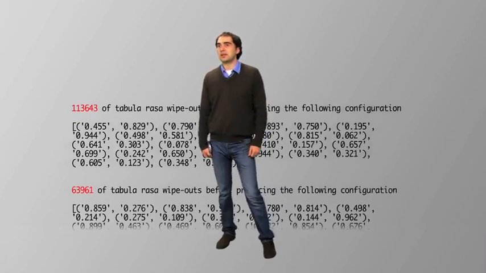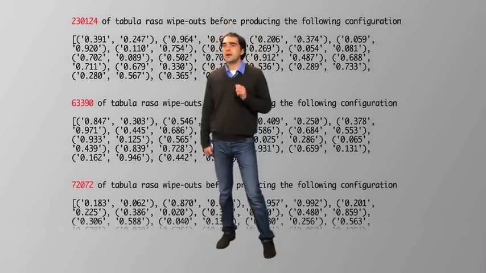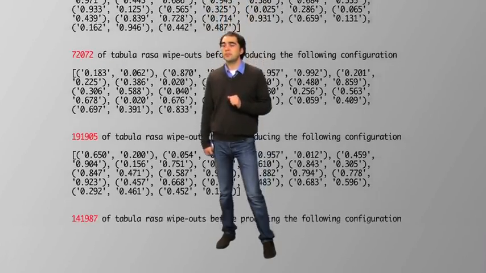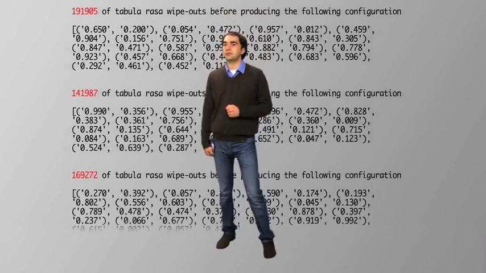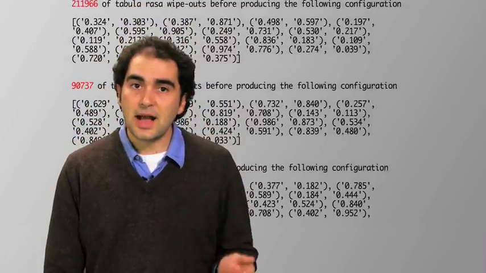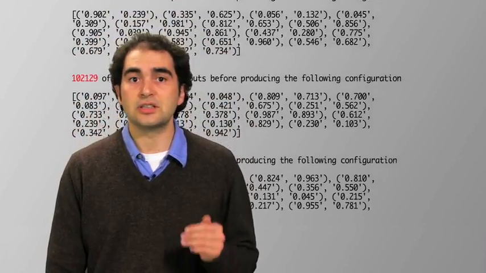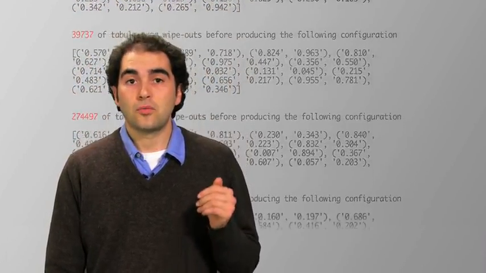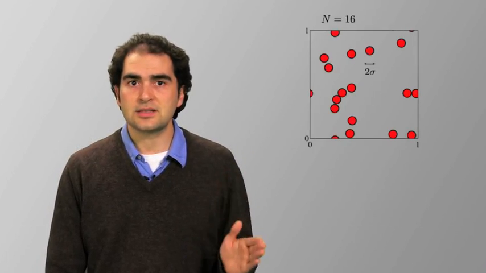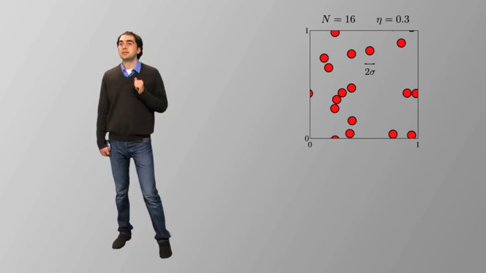Something chilling is happening. We typically have to wipe off our table 100,000 times before having a single legal configuration. This means that our algorithm is exact, but is very bad because the acceptance ratio is very small. For a system of 16 disks with a density 0.3, the acceptance ratio is of the order 5 times 10 power minus 6.